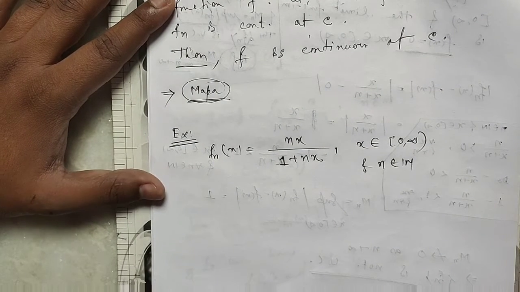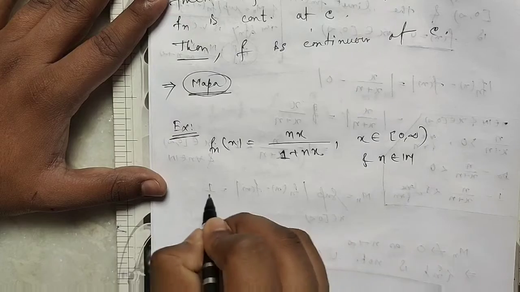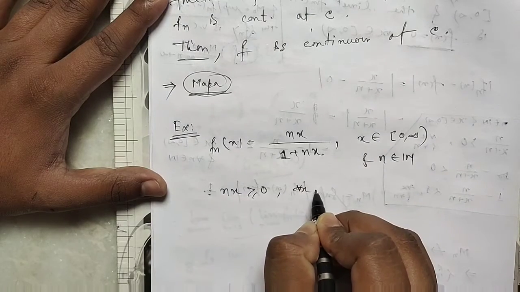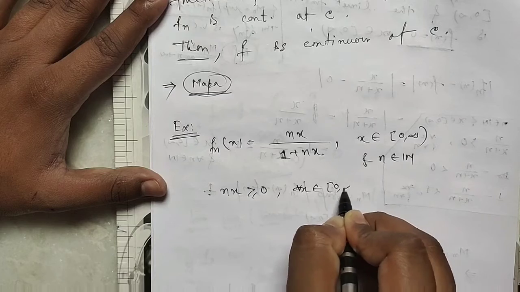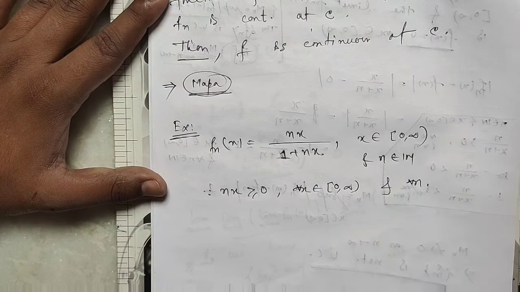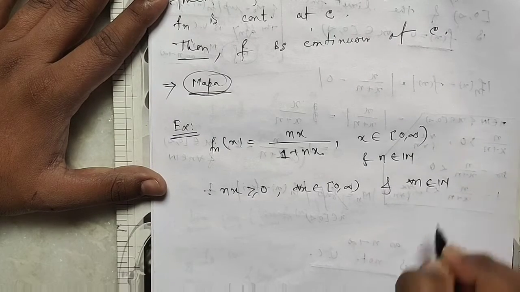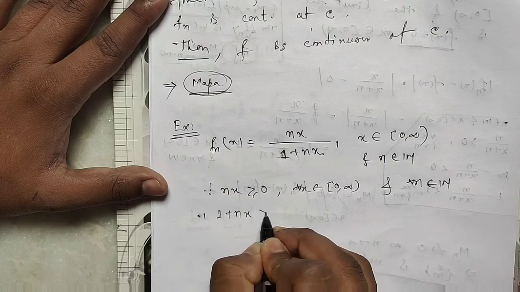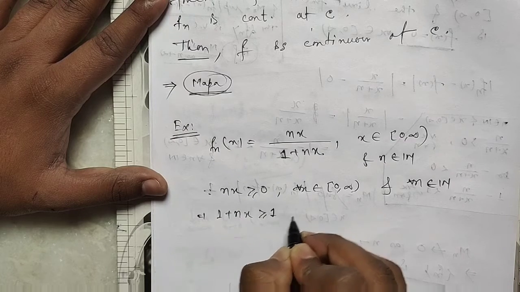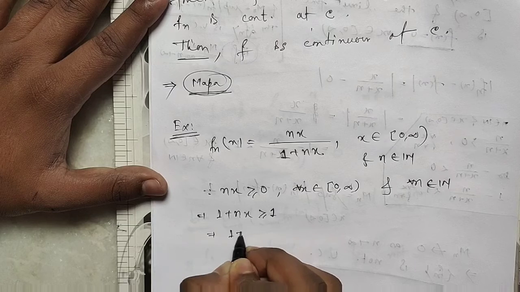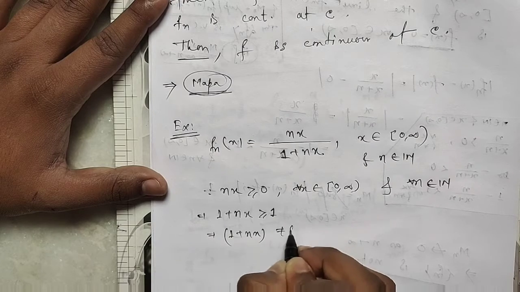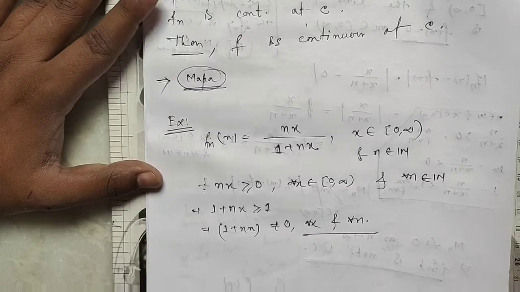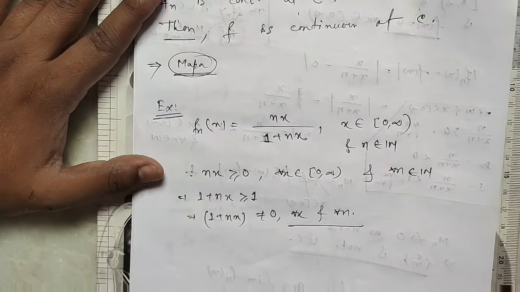Since nx is greater than or equal to 0 for all x belongs to [0, infinity) and for all n belongs to N, this implies 1 + nx is greater than or equal to 1. This implies 1 + nx is not equal to 0 for all x and for all n.